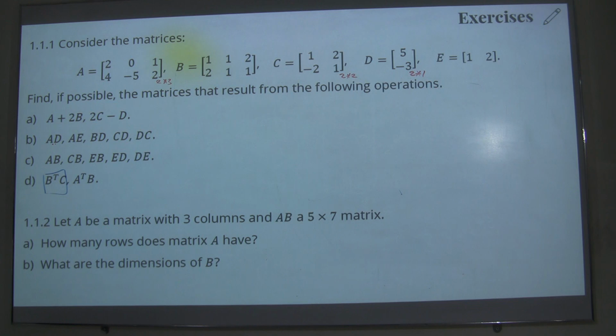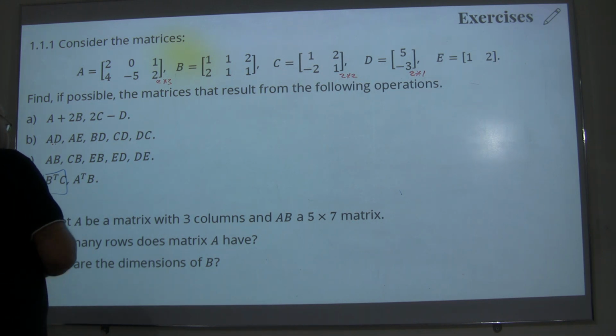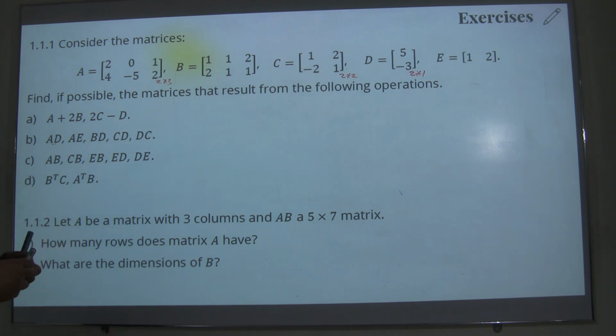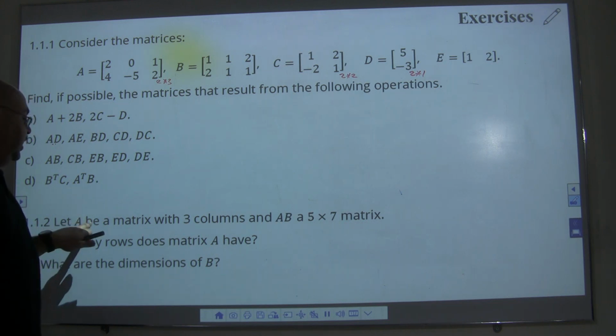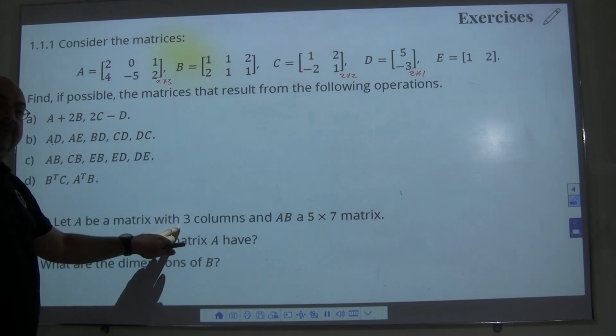The rows should be written here and the columns here. Take a pen and write. You can't think about it without writing. Write only the dimensions. These are questions about dimensions. Step by step: let A be a matrix with how many columns?